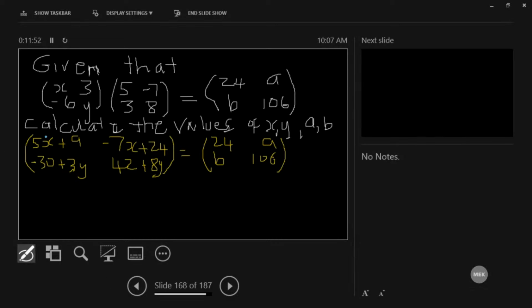equate them. So 5x plus 9 is in this corner, 24 is in that corner. So 5x plus 9 is equal to 24. So if 5x plus 9 is equal to 24, then 5x is equal to 24 minus 9, which is 15. So 5x is equal to 15.